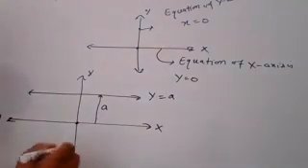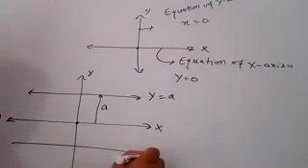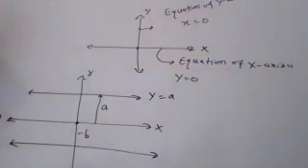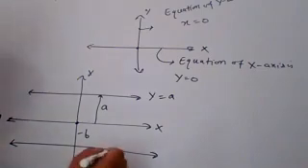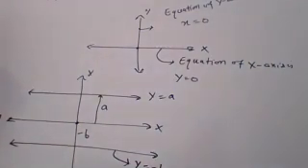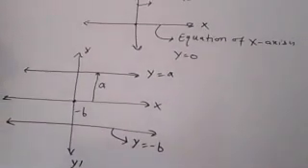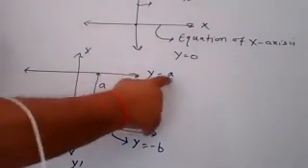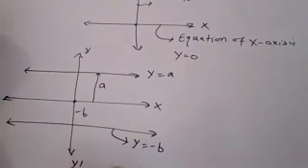In the same way, if you have any line in the negative direction, at a distance of minus b, its equation is y is equal to minus b. So in this way, you have the equation of a line parallel to the x-axis. In the positive direction, you write y is equal to a. In the negative direction, you write y is equal to minus b.